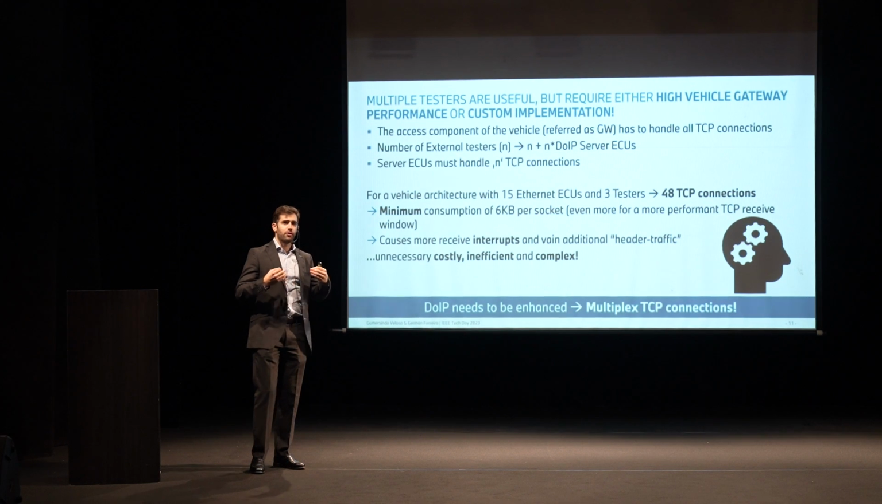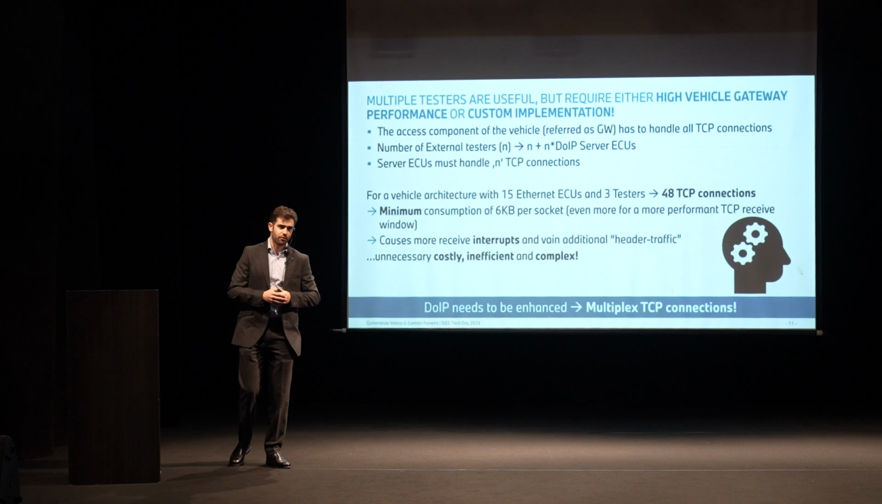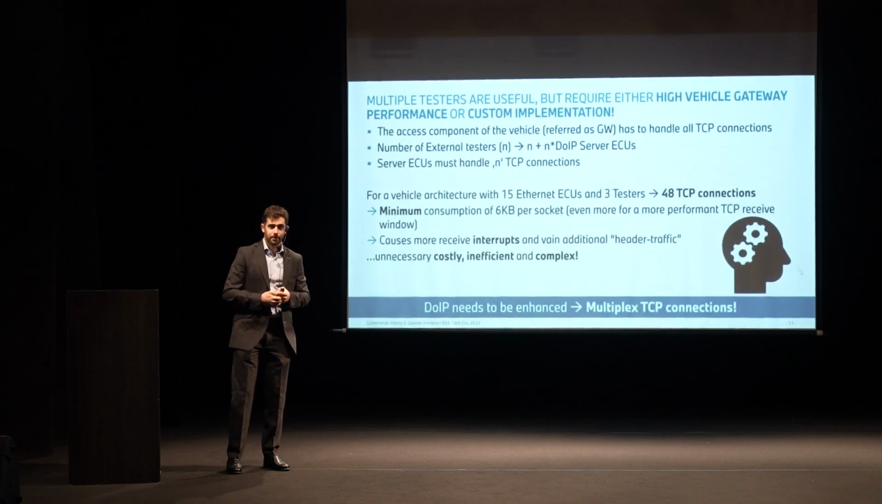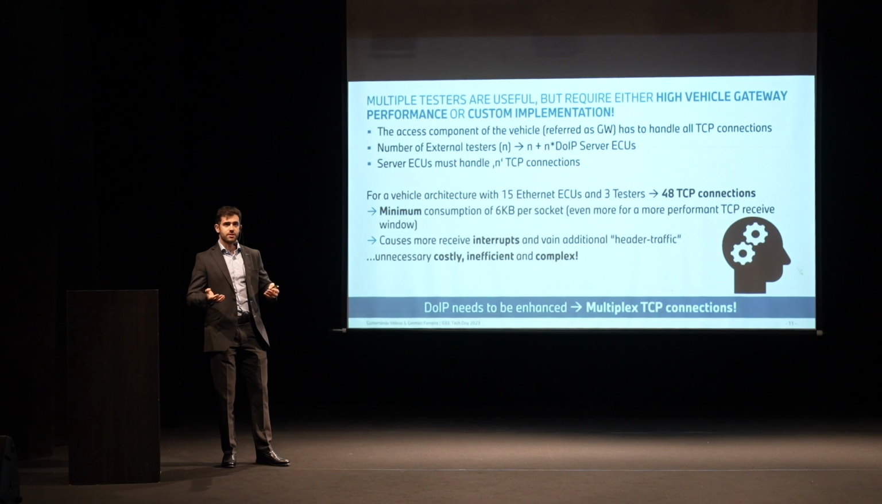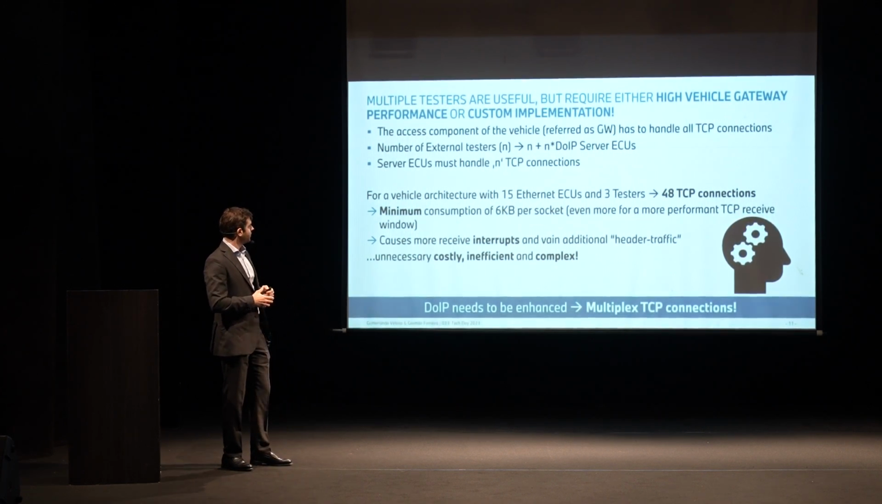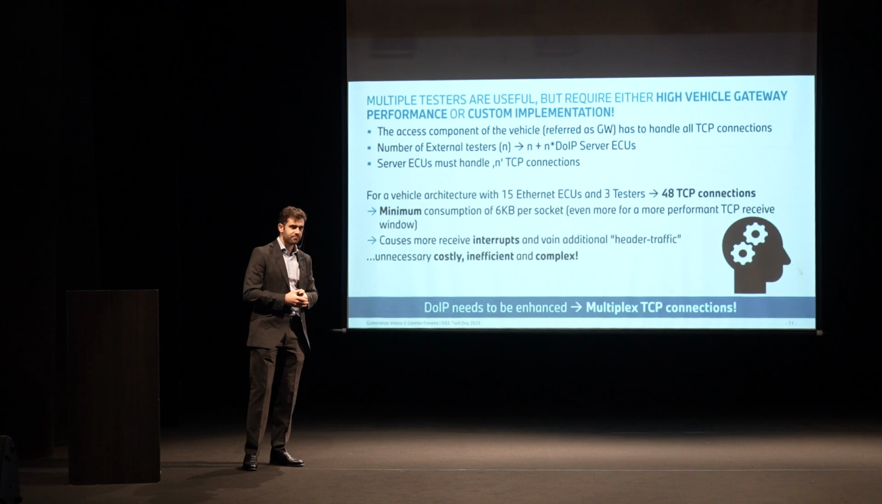Let's imagine that in our network we have 3 testers connected at the same time and we have 15 Ethernet ECUs. With this architecture, we will come up with 48 TCP connections that the gateway needs to handle. And this requires, of course, resources. For each TCP socket, we will need at least 6 kilobytes of RAM per socket, and even more if we want the receive window of the TCP to be more performant.